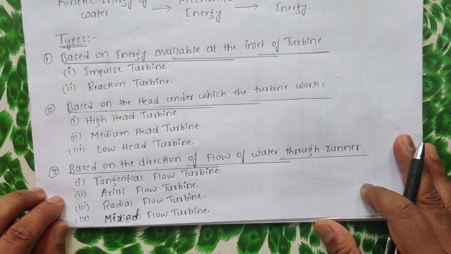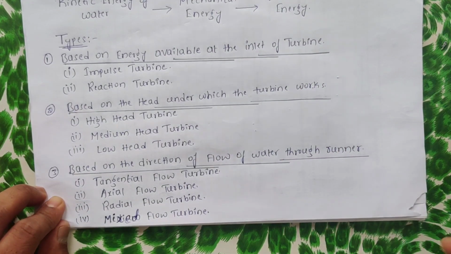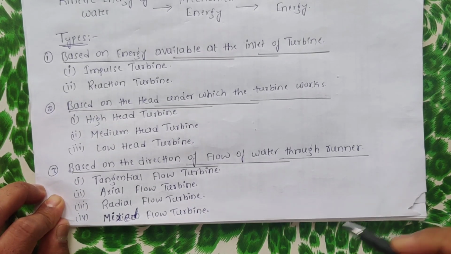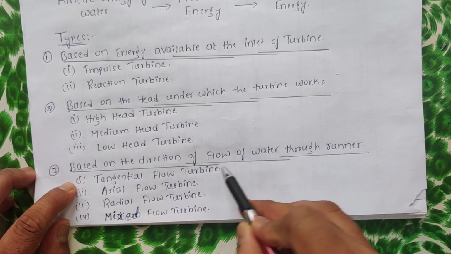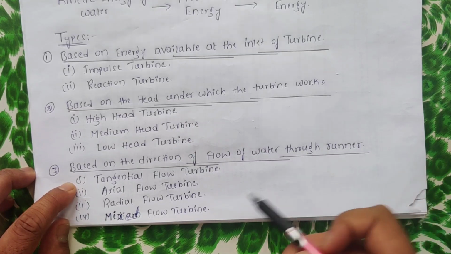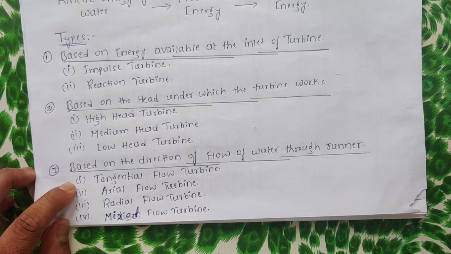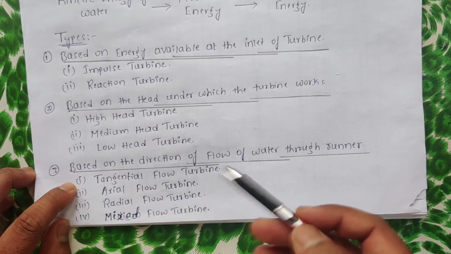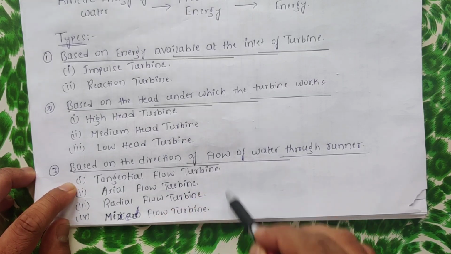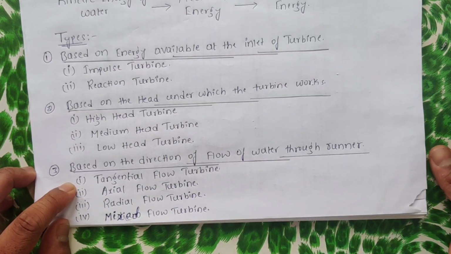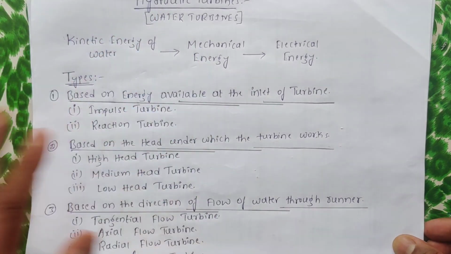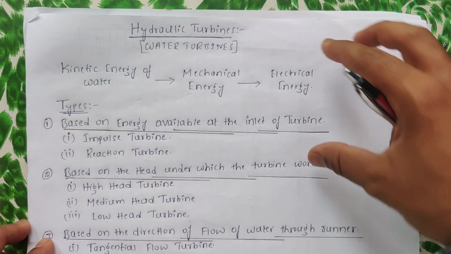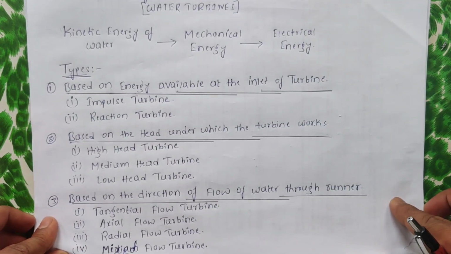The third category is based on the direction of flow of water through the runner. As you know, there are many types of flow, for example tangential flow, axial flow, radial flow, or mixed flow, which may be a mixture of axial as well as radial. I'll explain these while explaining the particular turbines. So this is about the basics of hydraulic turbines and their types.